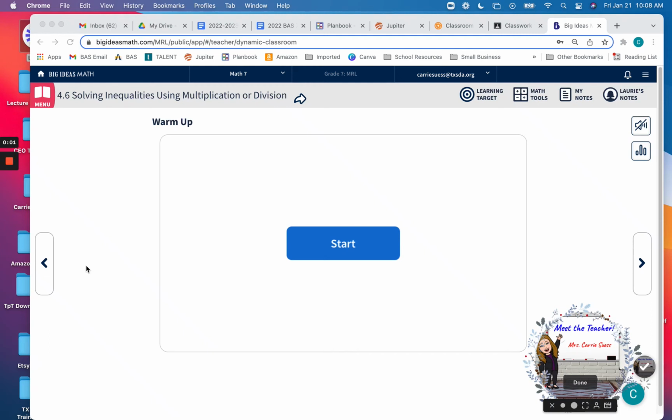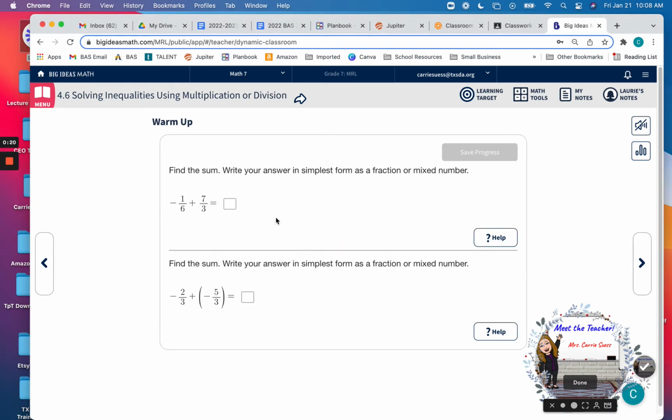7th grade, you should be working on your warm-ups for 4.6, solving inequalities using multiplication or division. It's very similar to what we were doing with equal equations, where you are solving for the variable. Let me see what you're doing. Oh yeah, these are just finding a common denominator and adding or subtracting. Yes, let me check it.